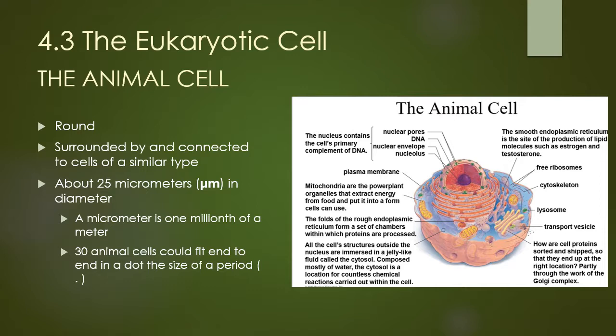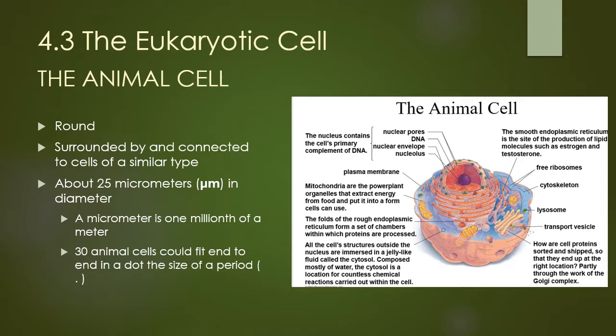So animal cells are round. You'll see later that plant cells are square, like the cork cells that Robert Hooke saw. Animal cells are surrounded by and connected to cells of a similar type. So for example, your skin cells are surrounded by and connected to other skin cells that are very similar. Blood cells are surrounded by other blood cells that are very similar.